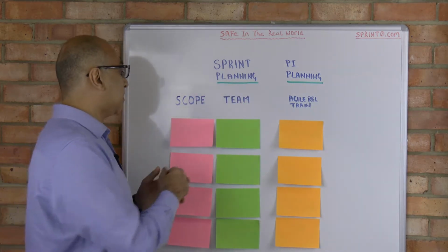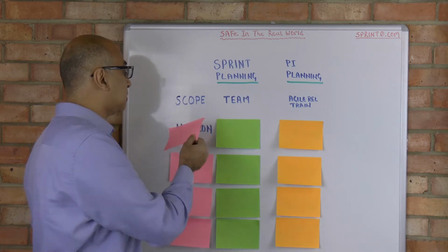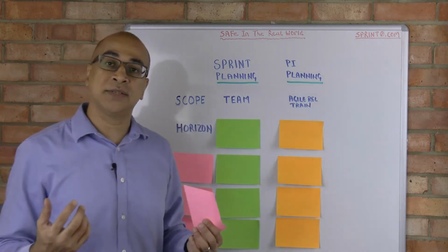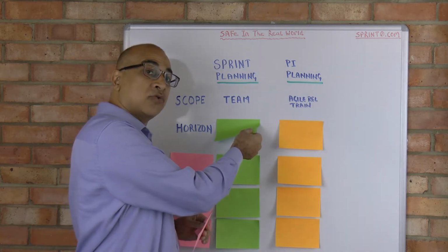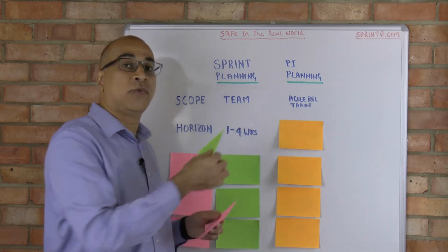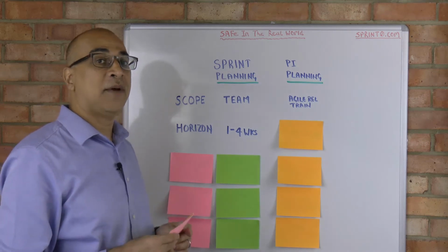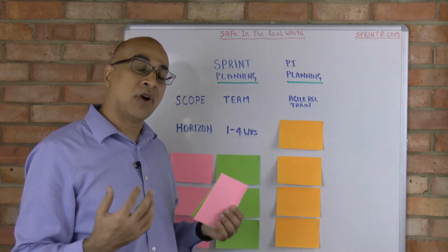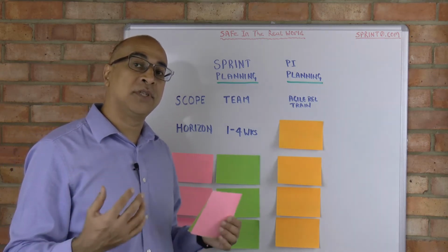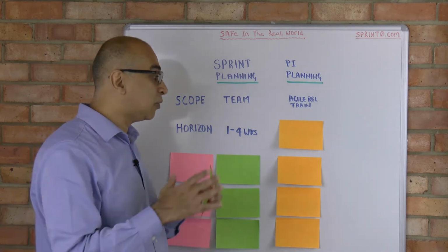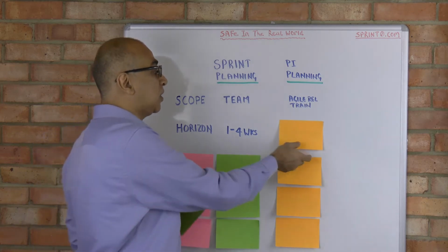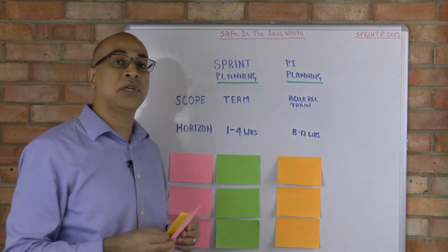Now the next big difference is one of the planning horizon. When we look at sprint planning and when we look at Scrum, it's between 1 to 4 weeks long. When we're using Scrum in a SAFe context, the default is 2 weeks. But when we're looking at PI planning, we've got a longer time horizon. It's between 8 to 12 weeks long.